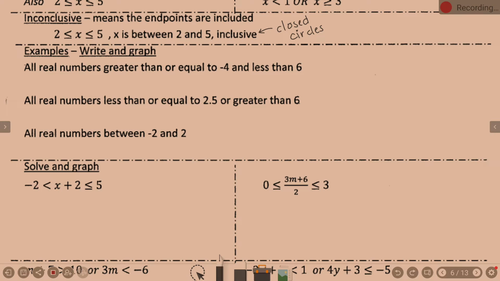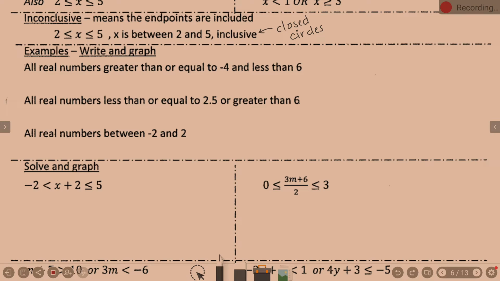Okay. In these examples here, it asks us to write and graph, which means it has it in words. For instance, all real numbers greater than or equal to -4 and less than 6. But it's also asking me to write an inequality there and to graph it. Like with x's, less than, greater than signs, that type.